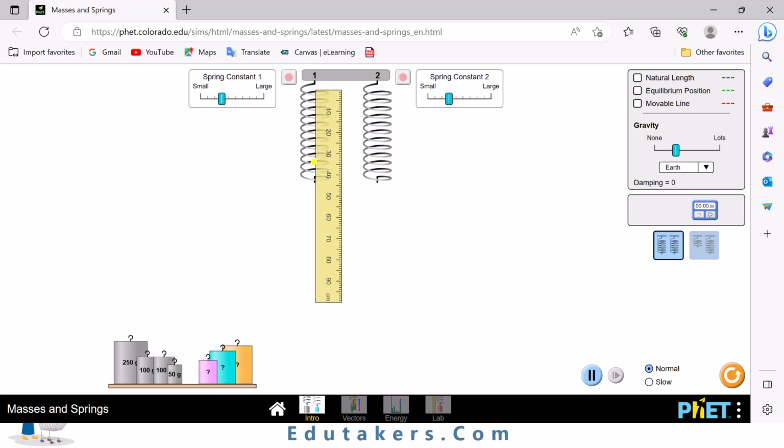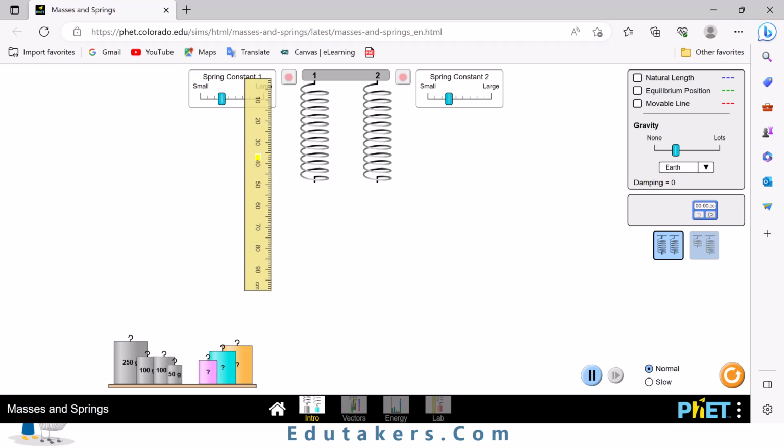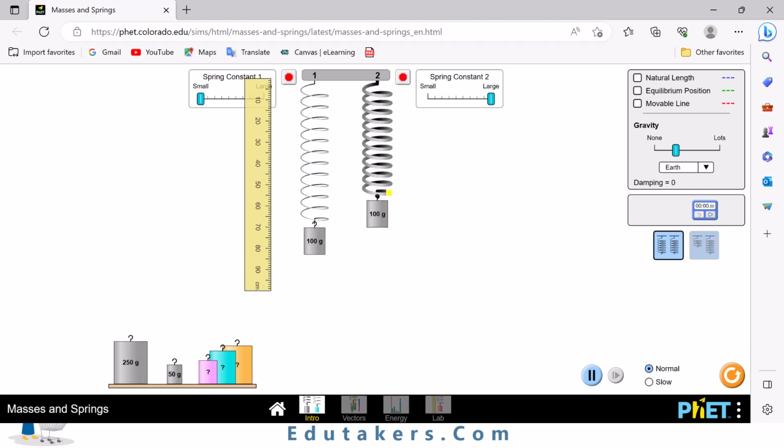Let's place here again the ruler. First of all, I suppose that for the first spring, the spring constant is very small. And for the second spring, the spring constant is very large. I attach here the same masses, which is 100 gram. See the difference in both of these.